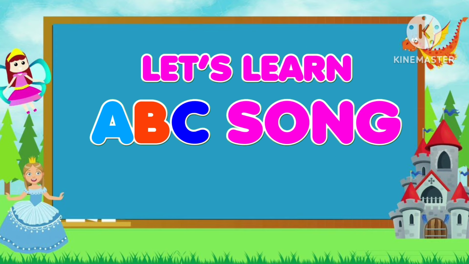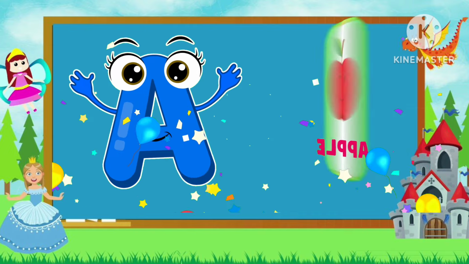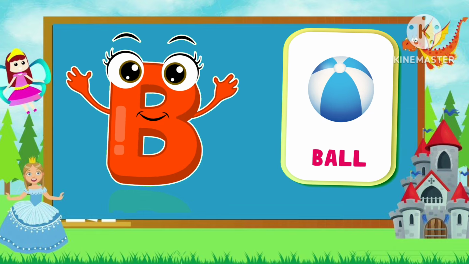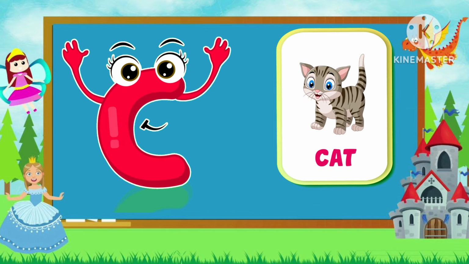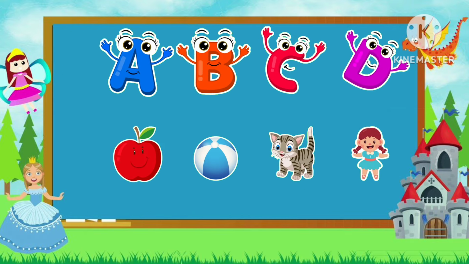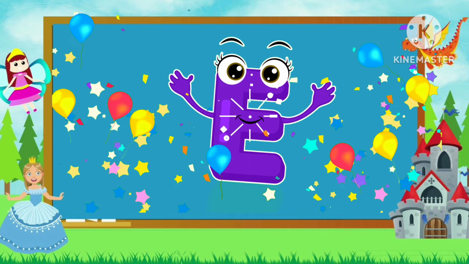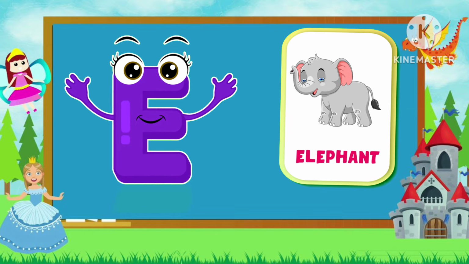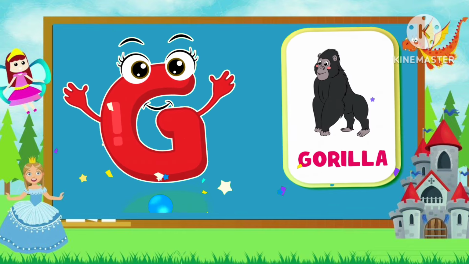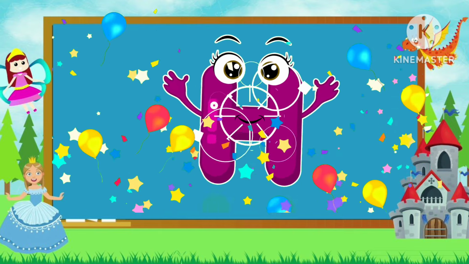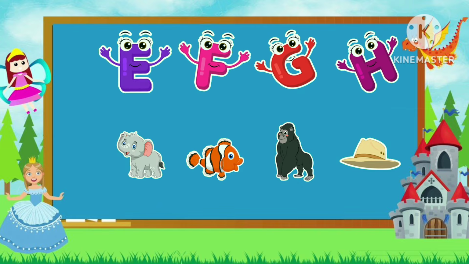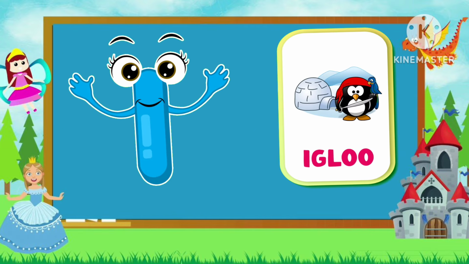Let's learn ABC song. A is for apple, apple. B is for ball, ball. C is for cat, cat. D is for dog, dog. E is for elephant, elephant. F is for fish, fish. G is for gorilla, gorilla. H is for hat, hat. I is for igloo, igloo.